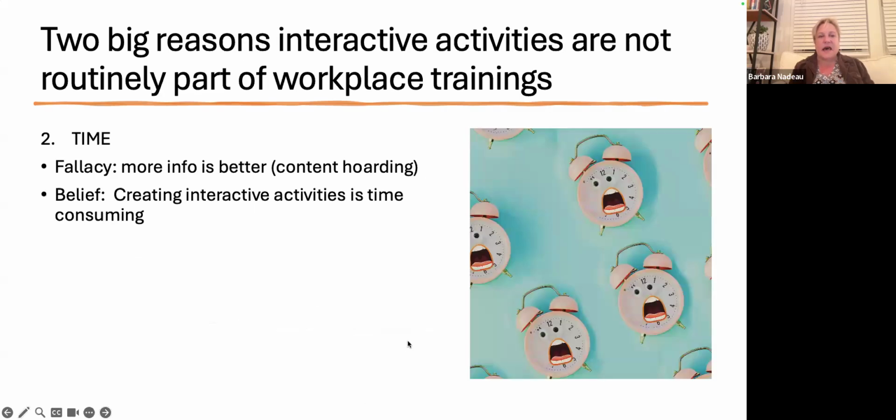The other reason that people sometimes don't use interactive activities is that people believe that there's not enough time. And sometimes there's not enough time because people put in too much content. You know, as healthcare professionals, we know a lot of stuff. And when we go to teach it to others, we sometimes feel like we need to teach them everything we know, they need to know everything about this topic in order to be effective.